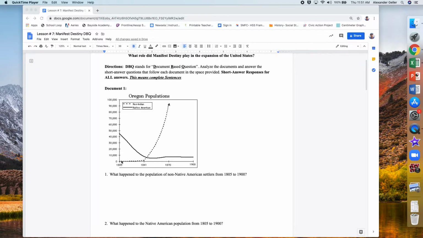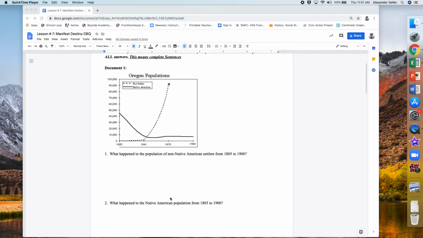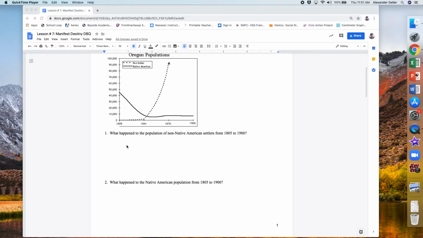Our dotted line, as you see here, which goes upward, is non-Indian or non-Native American individuals, and this solid line is Native American individuals or tribes. So your job will be to look at this chart and decide what these lines mean going up and down. Our first question: what happened to the population of non-Native American settlers from 1805 to 1900?